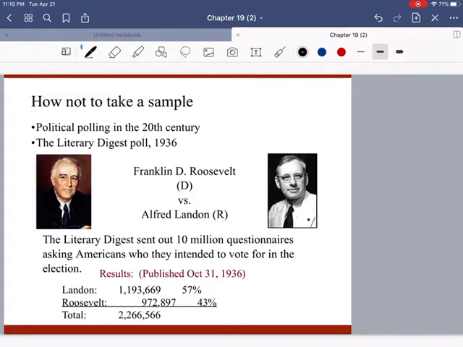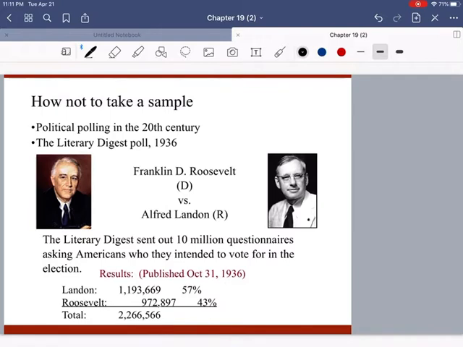Okay, next thing we need to talk about is sampling. With sampling, it's really easy to make very big mistakes. So we're just going to look at a couple big mistakes that have happened over the years, and then discuss some biases that can cause problems as you're taking samples.